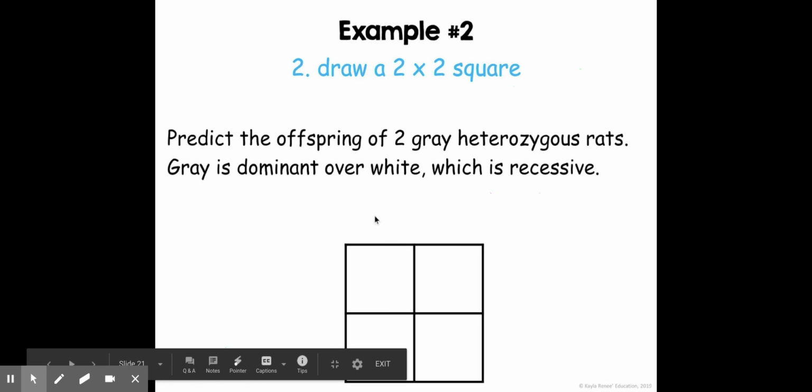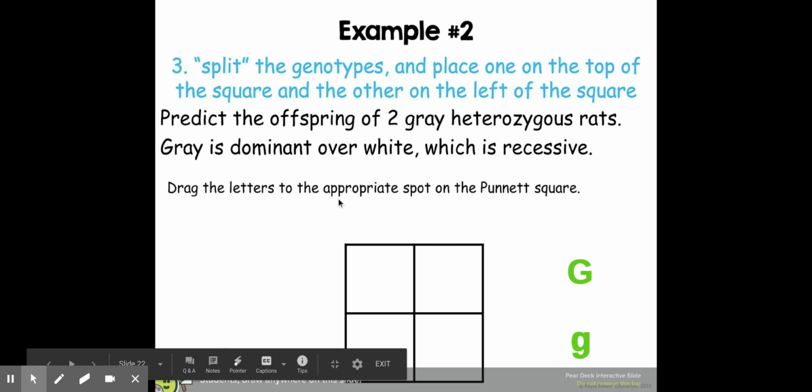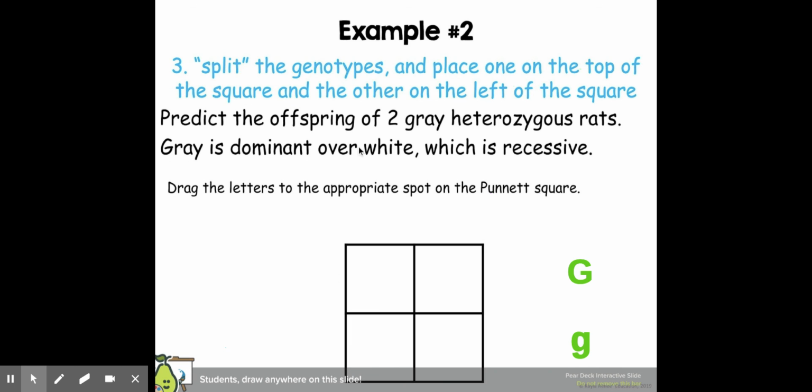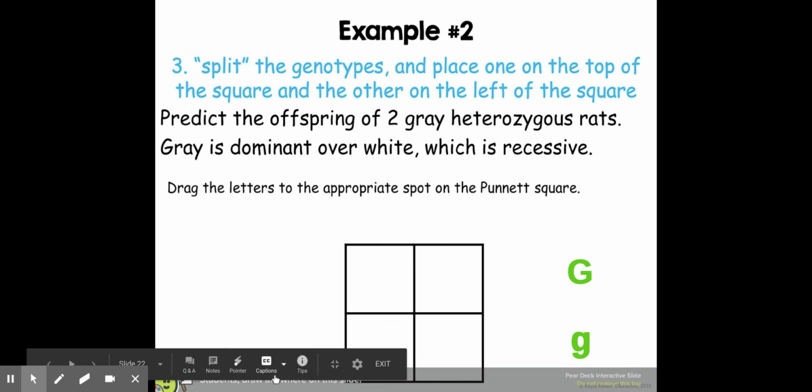So the next thing we're going to do is draw our 2x2 square. You don't have to do anything on this one. Now we're up to slide part 3. So now we're going to split the genotypes and place one on top of the square and the other on the left of the square. So predict the offspring of 2 gray heterozygous rats. So you guys can draw. You can use your mouse to draw, or you can type in each of the boxes.